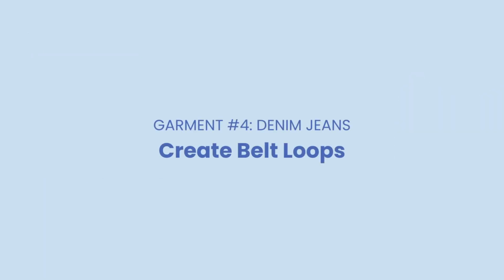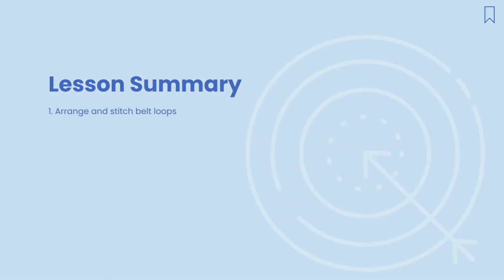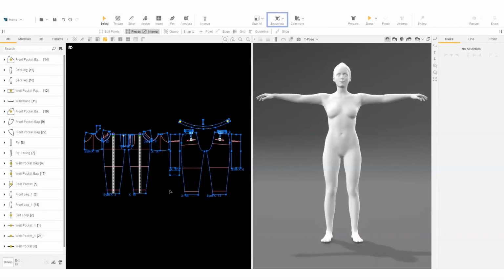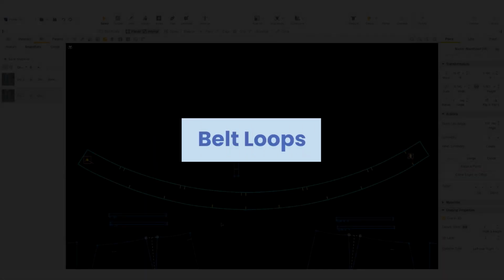In this video, we will finish the waistband details. We cover how to arrange and stitch the belt loops. Let's load the Save Snapshot. Let's add the belt loops.